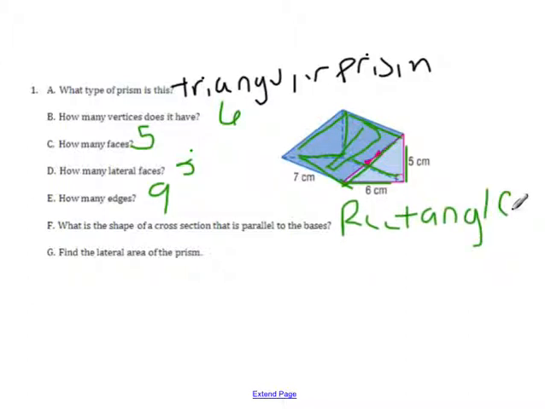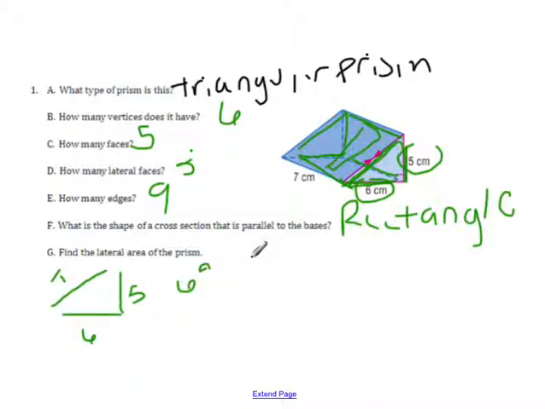And now it wants us to find the lateral area of the prism. Well, in order for us to calculate the lateral area, we need to know the perimeter of the base. Right now we know 2 sides of our base. So in order to calculate the perimeter, we need to know the third side. I have 6 and I have 5, so I need to use the Pythagorean theorem to get that third side.